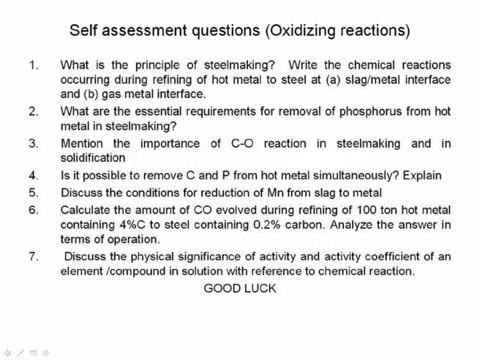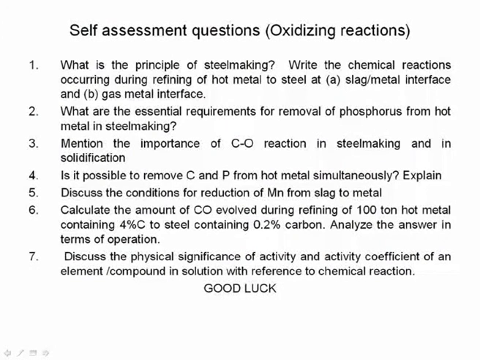One way is to provide good agitation, and it provides a rimming reaction during solidification. Is it possible to remove carbon and phosphorus from hot metal simultaneously? Explain. Just now I discussed in brief, towards the end of the lecture. I will request you to write down the equilibrium values, calculate, and get a feel that the simultaneous removal of carbon and phosphorus is possible only when the activity of P2O5 is drastically reduced, and that is the secret of success of modern steel making practice.